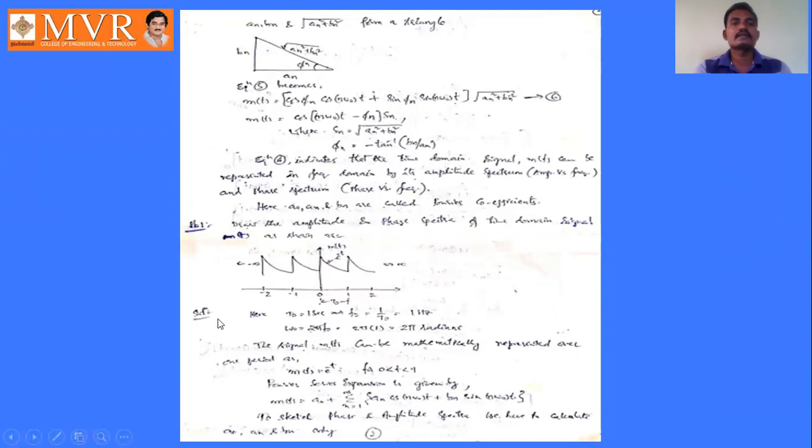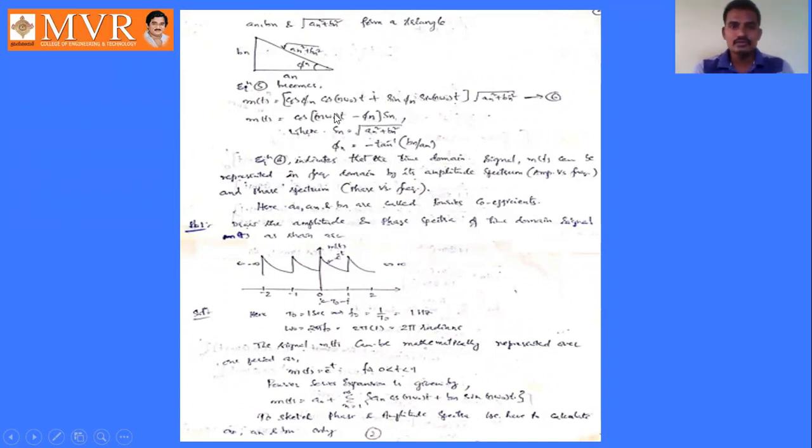With this, we can write the expressions for sin phi n and cos phi n. Sin phi n equals opposite side by hypotenuse, and cos phi n equals adjacent side by hypotenuse. So sin phi n is bn by square root of an square plus bn square, and cos phi n is an by square root of an square plus bn square. So this expression is in the form of cos a cos b plus sin a sin b. It is nothing but the formula of cos a minus b.